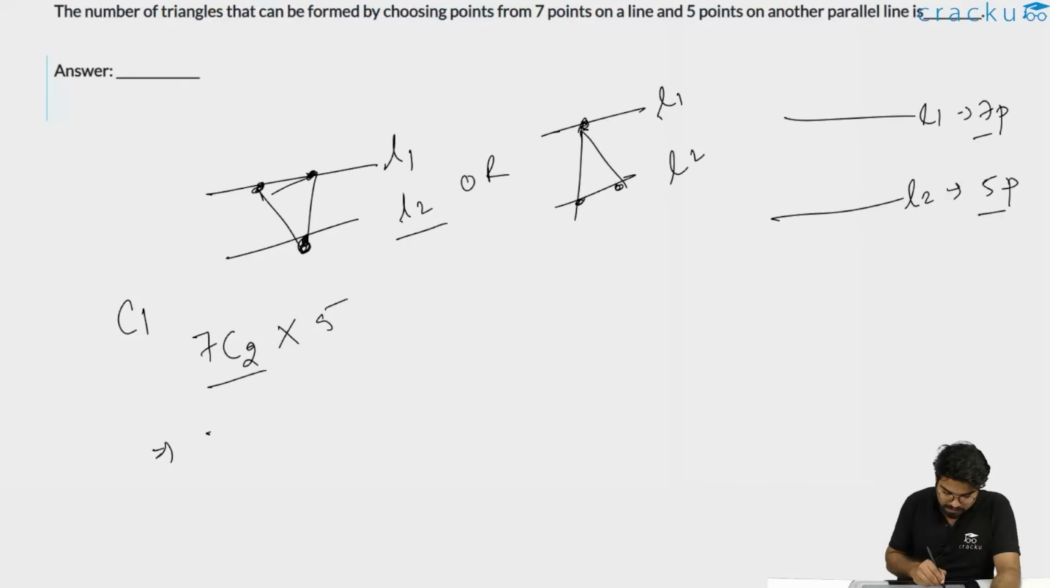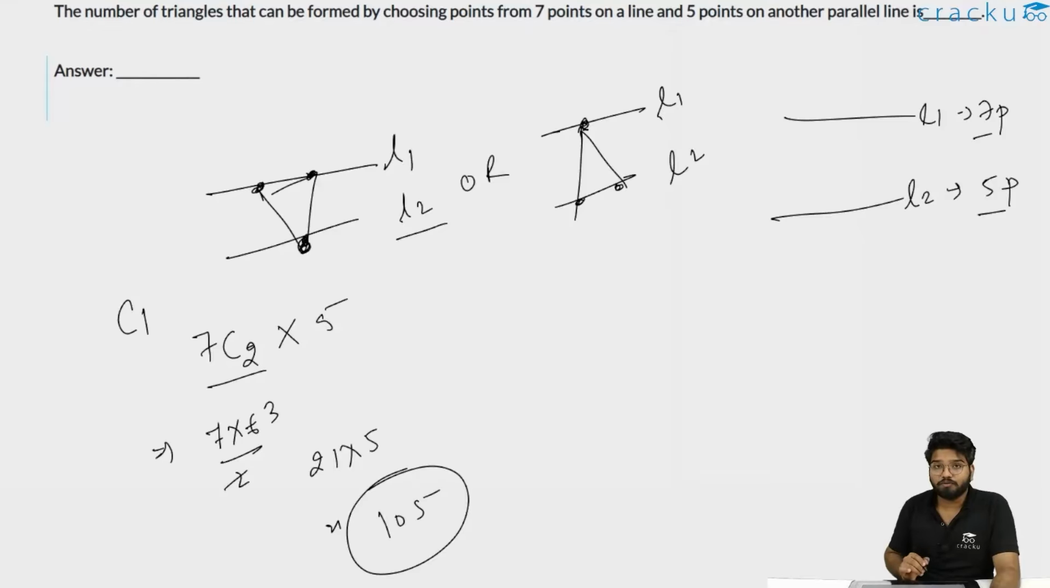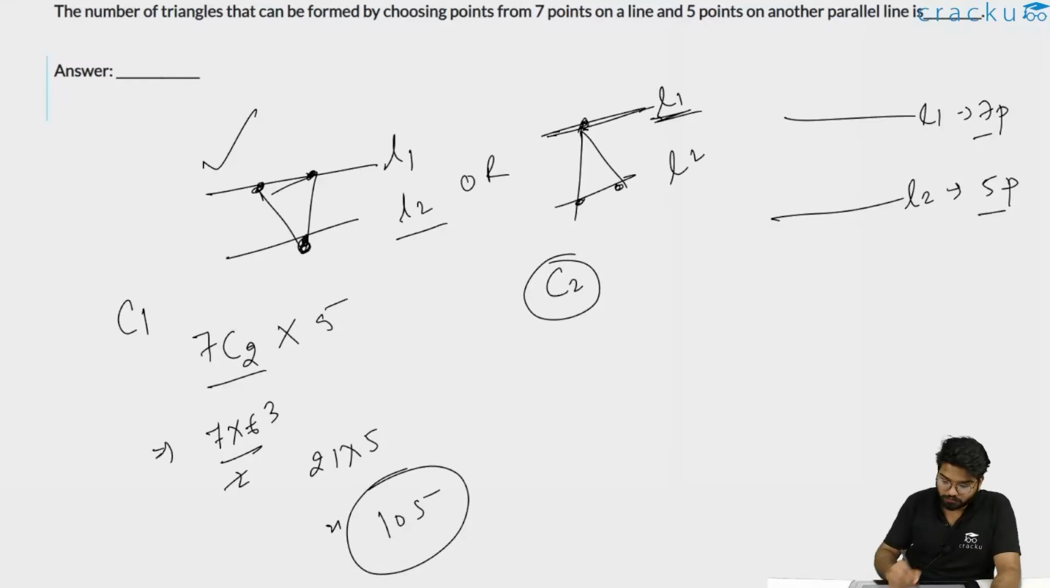Solving this, 7 into 6 divided by 2 is 21, 21 into 5 is 105. So there are 105 ways in which I can make a triangle in this way. Let's move on to case 2. I am selecting only 1 point from line 1. Line 1 has 7 points.